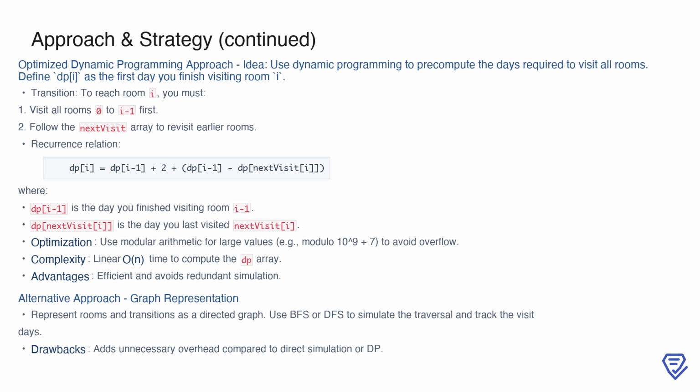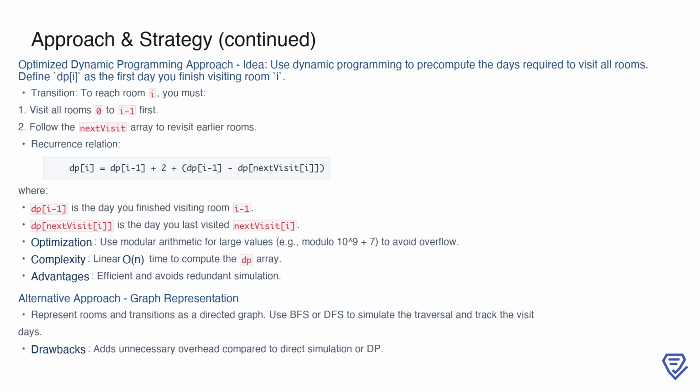To handle potential overflow for large values, we use modular arithmetic, typically with a modulus of 10 to the power of 9 plus 7. The time complexity of this approach is O(n), as we compute the dp array in a single pass, making it highly efficient. Compared to brute force, this method avoids redundant calculations and scales well for larger inputs.